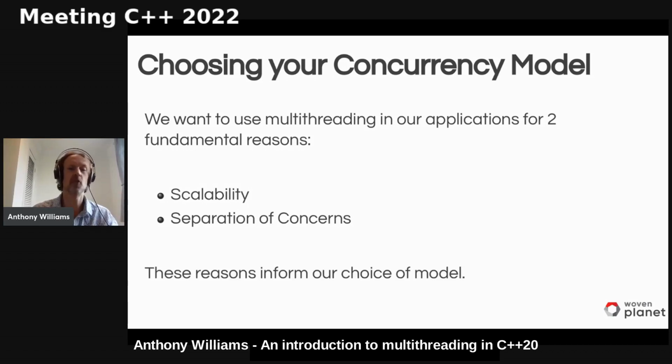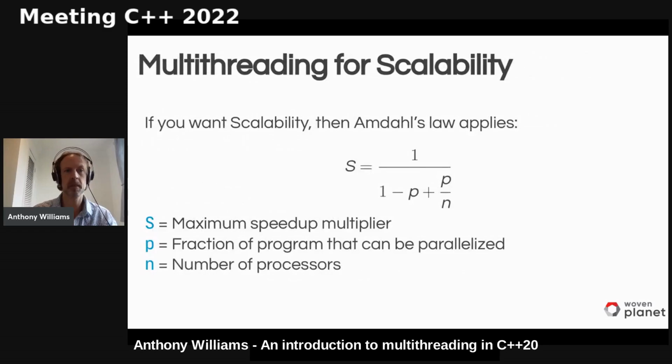So they inform our choice of concurrency model. Okay, so if we're thinking about scalability, then what we're really wanting to think about is the speed up that we get from parallelizing our code. We want that when you run it on a system which has more cores, it runs faster. And so we have what's known as Amdahl's law, which applies in this case.